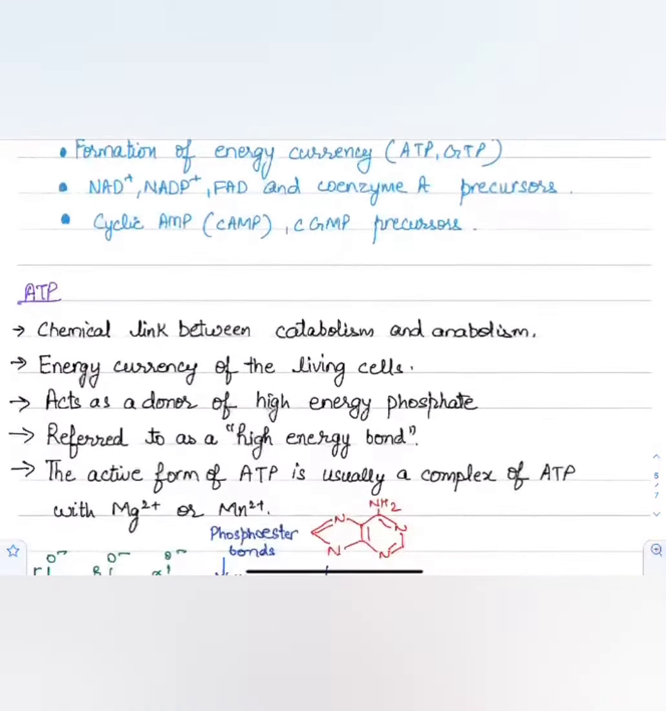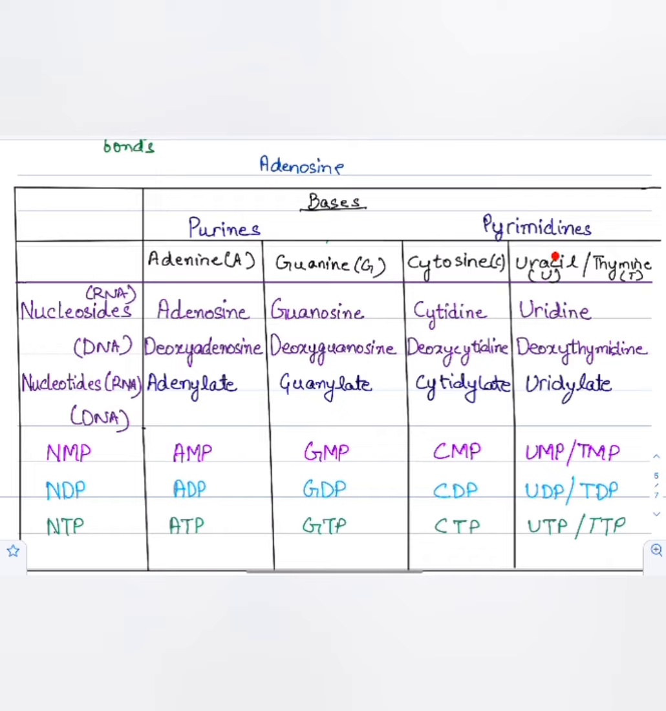The table which is given below basically classifies nucleosides and nucleotides according to their names. So purines and pyrimidines, first of all: in case of purines we have adenine and guanine. The nucleosides in case of RNA, in adenine it's called adenosine, and in case of guanine it's guanosine, for cytosine cytidine and uridine. In DNA it's deoxyadenosine, deoxyguanosine, deoxycytidine and deoxythymidine.